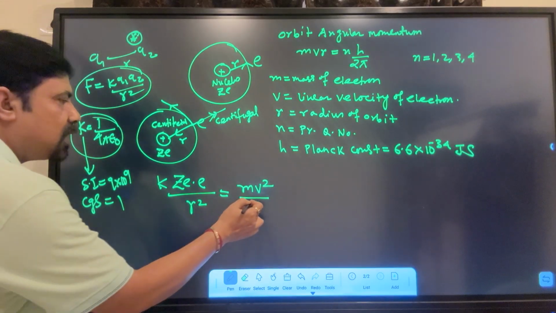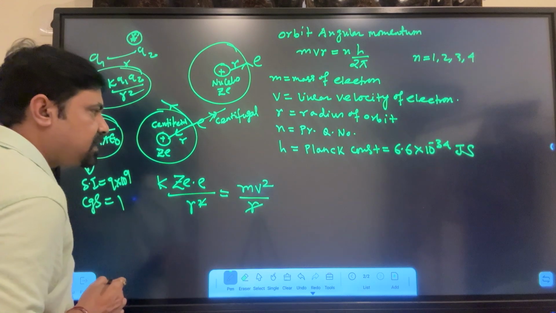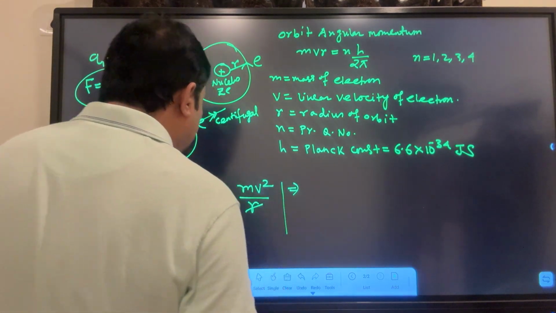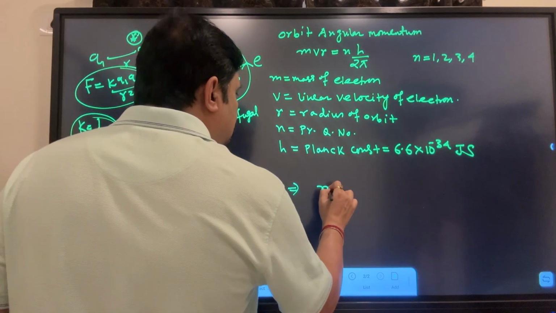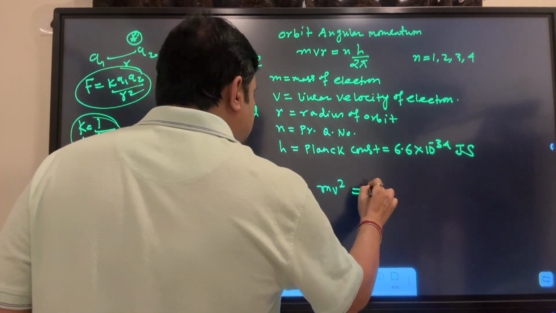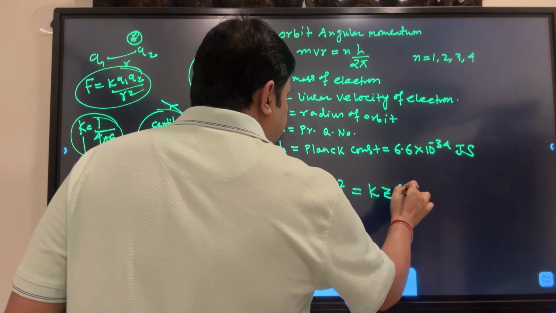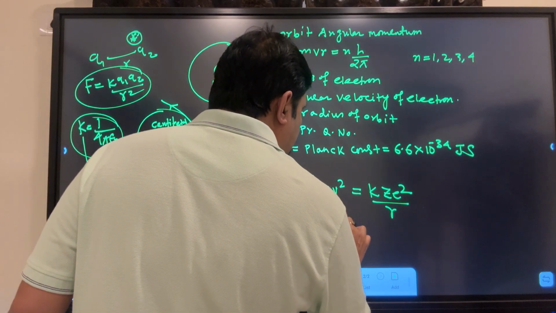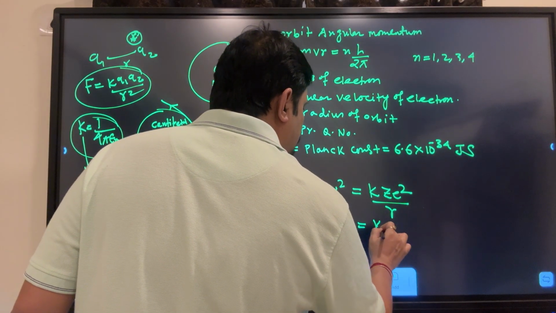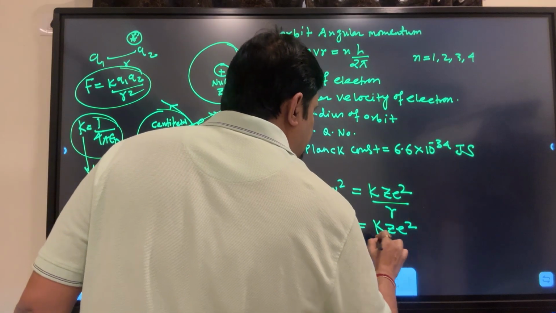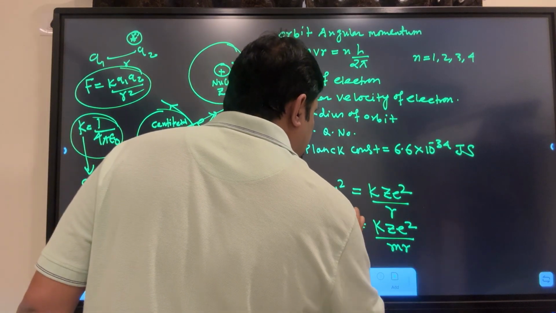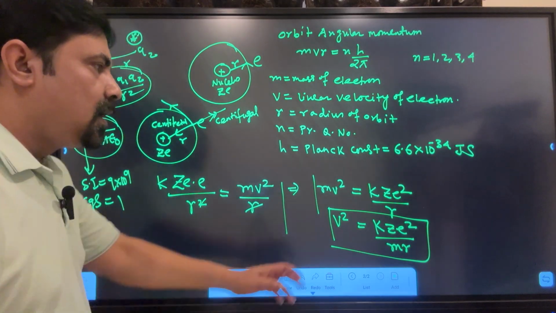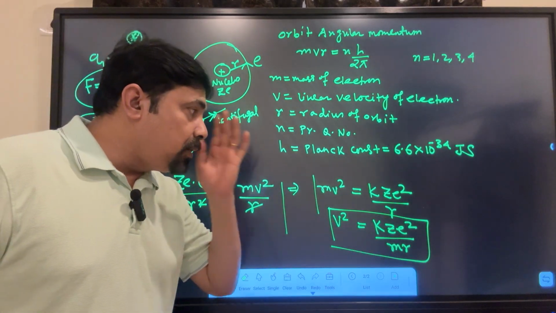Now if you look here, this r and this power cancel. From there what are we getting? We are getting mv square equals kZe square by r. Or from here I can write v square equals kZe square by mr. This gives us the velocity of the electron.